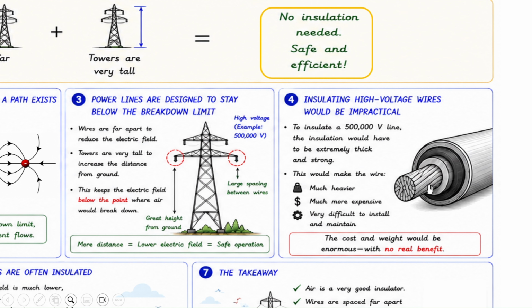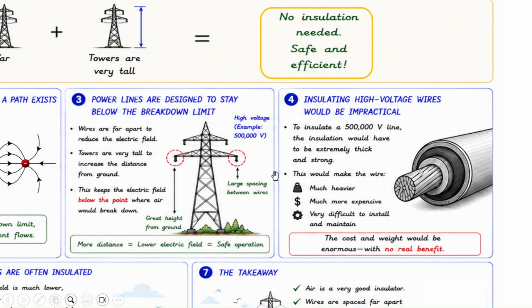Now this would be impractical, and the main reason is that it would add weight. Originally the conductors are metal, so they are already heavy. When you insulate them, you add more weight to them, and they might sag and drop lower. They are also expensive and very difficult to install. So the primary reasons it's not practical to insulate them are cost and adding weight.